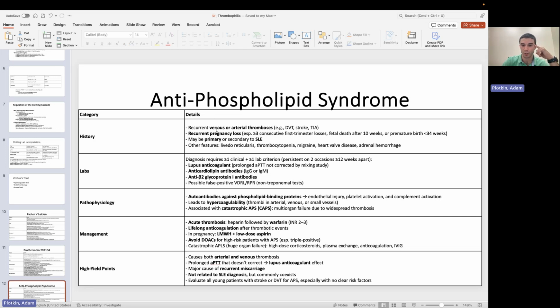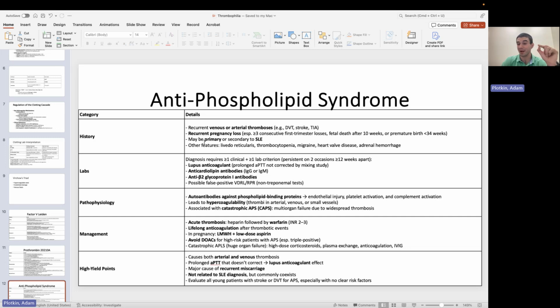So history, we're going to see recurrent venous and arterial thromboses: DVT, stroke, TIA. We'll classically see recurrent pregnancy loss, especially 3 or more consecutive first trimester losses, or fetal death after 10 weeks, or premature birth less than 34 weeks.